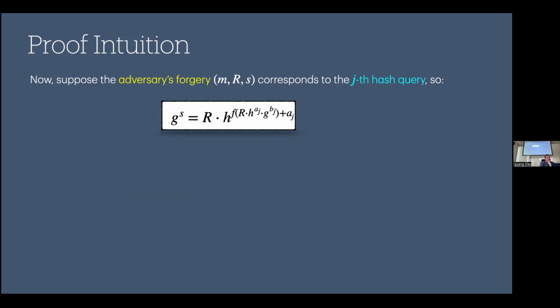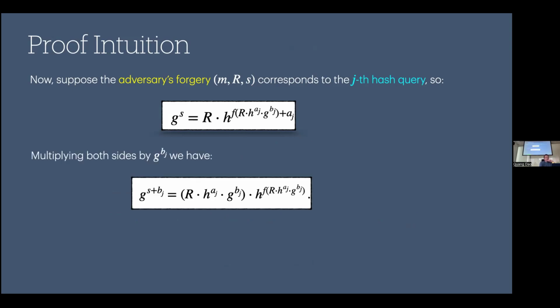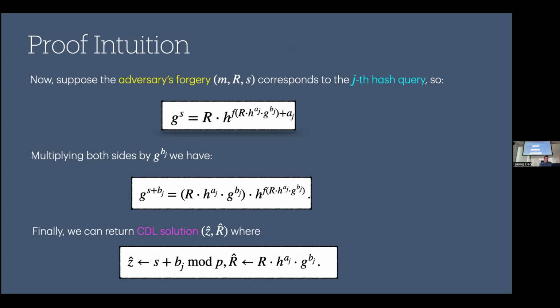Now suppose the adversary's forgery is M, R, and S, which corresponds to the Jth hash query. Then we have the equation G to the S is equal to R times H to F of this thing. This is just plugging in the definition. Then you multiply both sides by G to the BJ, and you can see that if you set Z hat and R hat to this, it's a solution to the CDL instance.